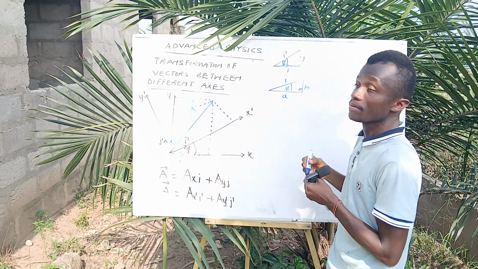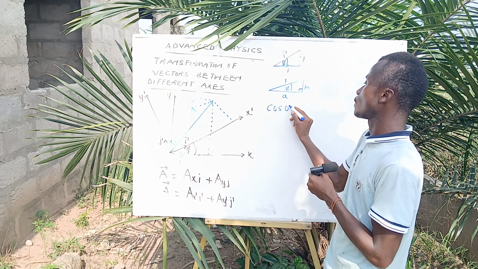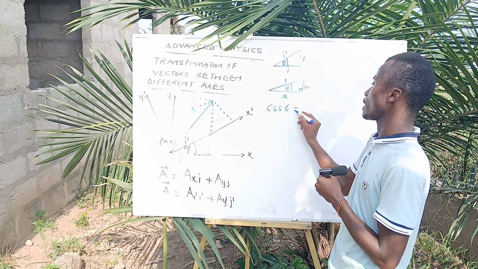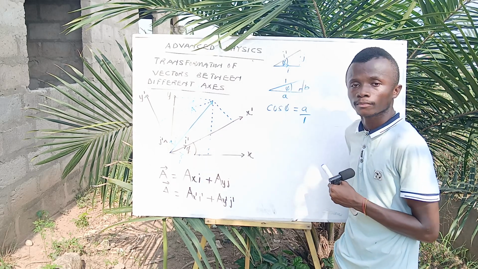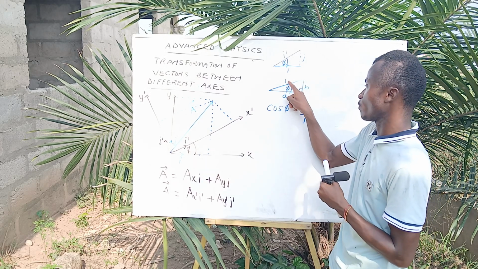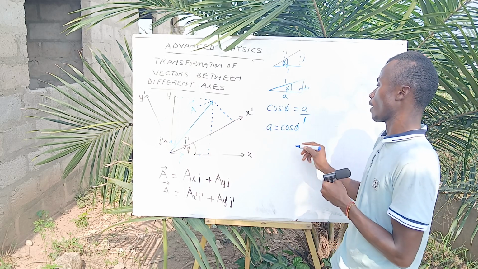What is a and what is b? Now a could be gotten from cos phi. Cos phi is equal to a over 1. Cos phi is adjacent over hypotenuse. So a is actually cos phi.